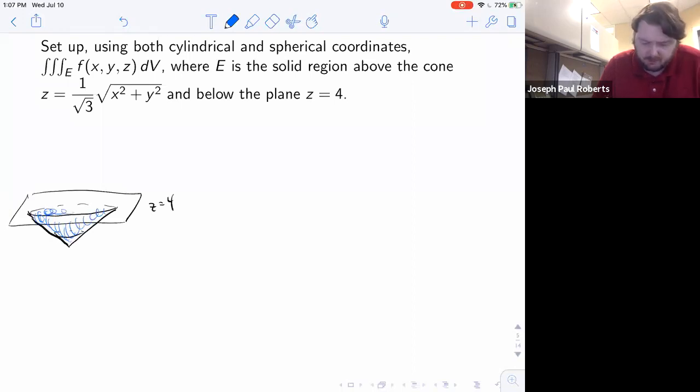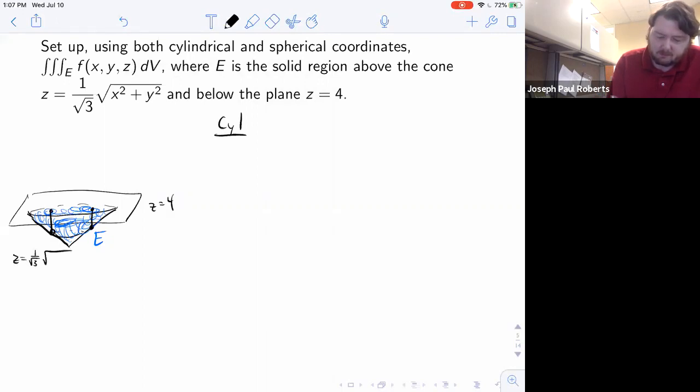Our solid region E is above the cone, below the plane. As far as cylindrical coordinates goes, remember, you're still doing bottom and top surfaces. So z equals this cone equation, 1 over root 3 times the square root of x squared plus y squared, that's your bottom surface. Whereas, of course, z equals 4, this plane, is our top surface.